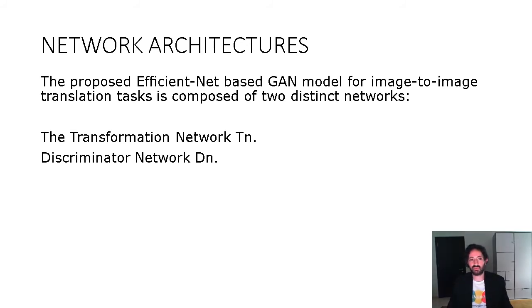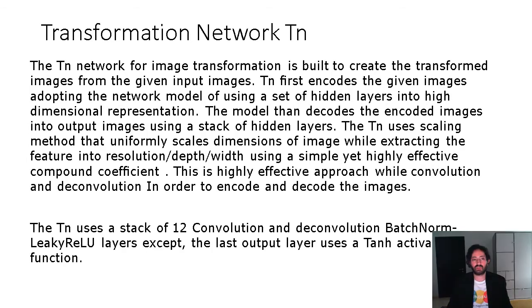So the generative adversarial loss determines the difference between the distribution of both real and transformed images. So as we saw in the losses, let's go to the network architecture. The proposed EfficientNet-based GAN model, PLE-GAN, for image-to-image translation is composed of two distinct networks, as we saw previously in the slide: the transformation network and the discriminator network. The first network, the transformation network, is built to create the transformed image from a given input image.